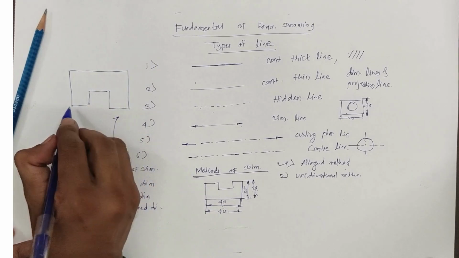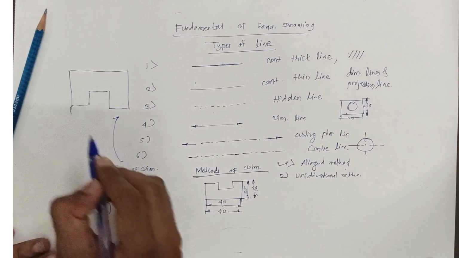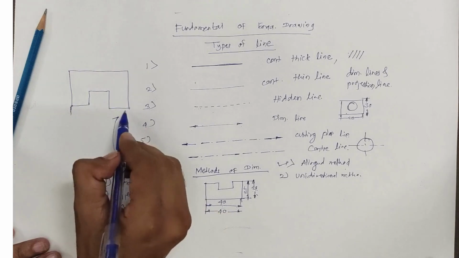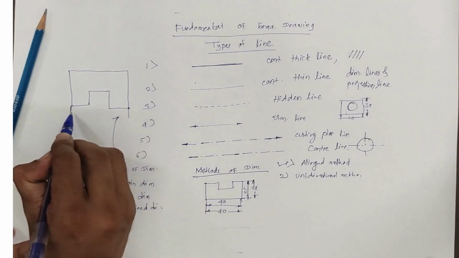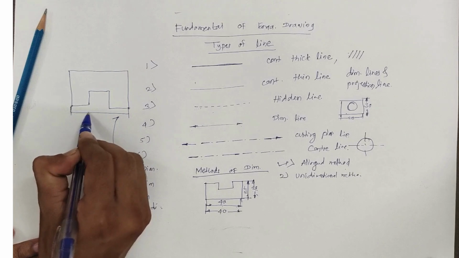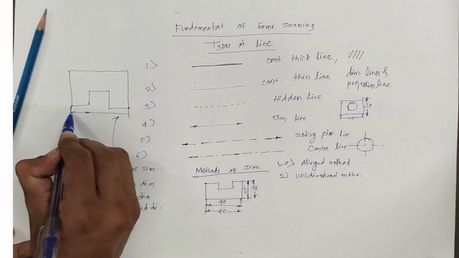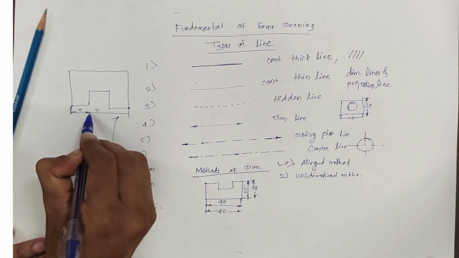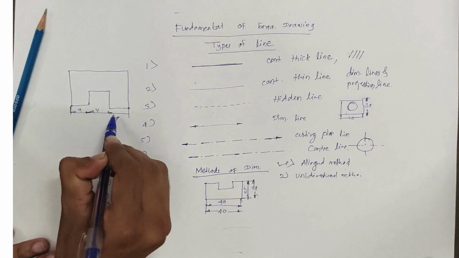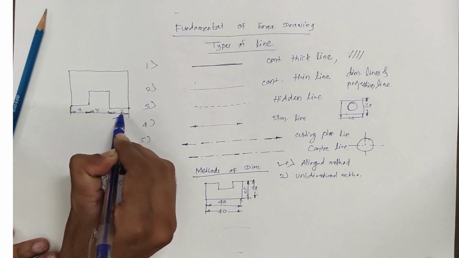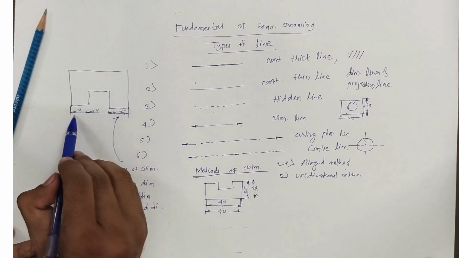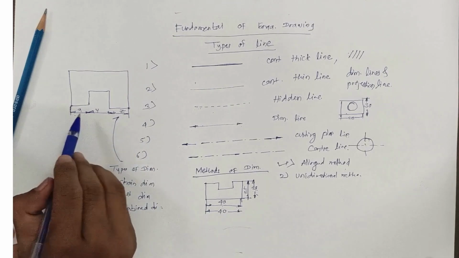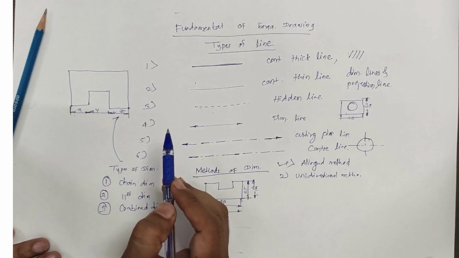Chain dimensioning, as the name indicates, means the dimensions should be in one chain, like that. Suppose this is distance x, then y and z, like this. It is in one chain, that's why it is called chain dimensioning.